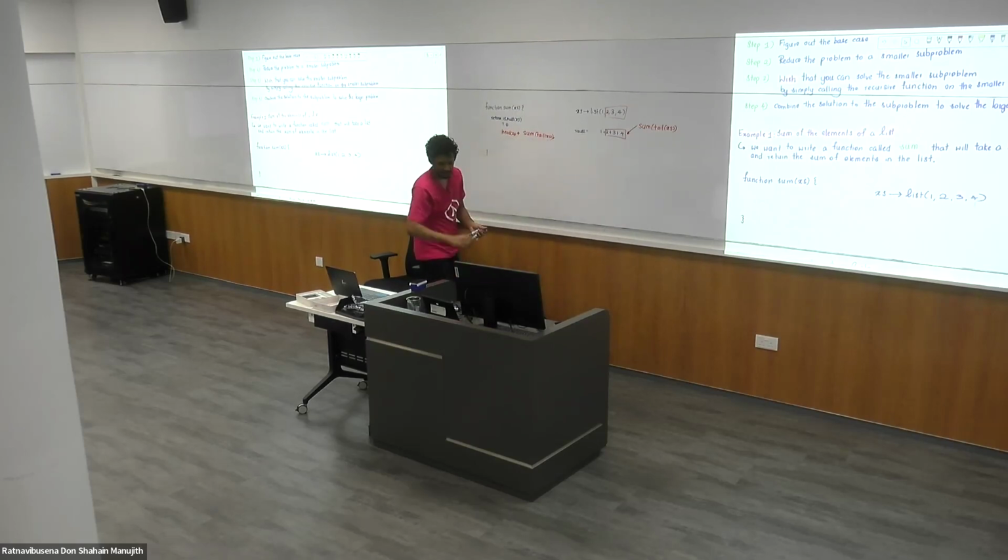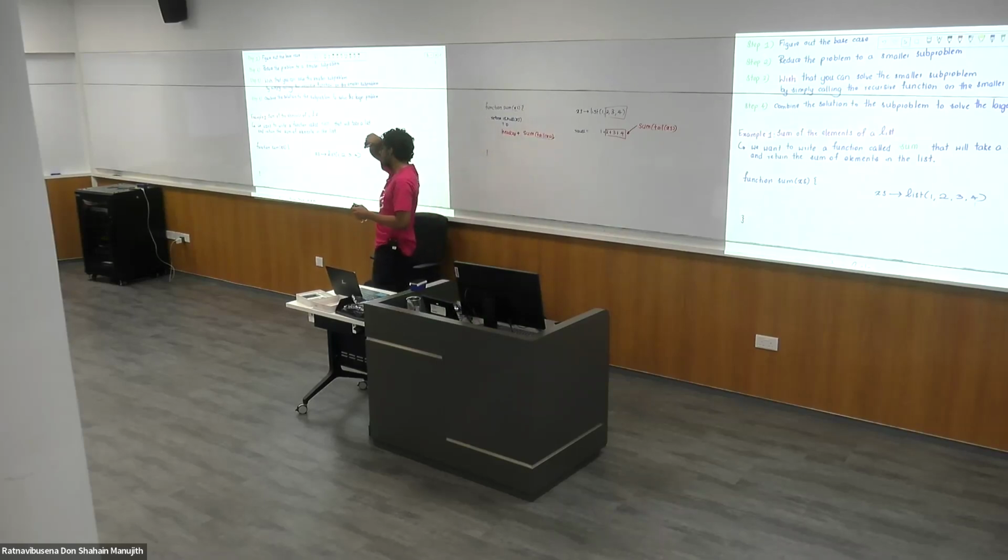Now, can you see this, right? Can you see the tail of xs and xs? So xs is the problem that we want to solve, right? And the tail of xs is a smaller subproblem than xs. Summing the tail of the list is a smaller subproblem than summing the entire list. So since we reduce the problem size, we can use this technique known as wishful thinking to simply call the recursive function on the smaller subproblem to solve the original problem. Okay, I hope that's clear.